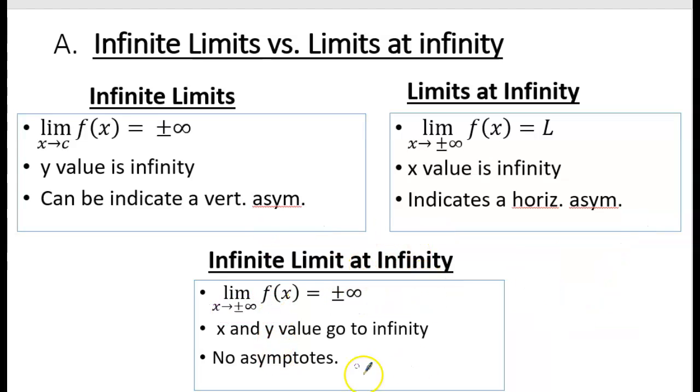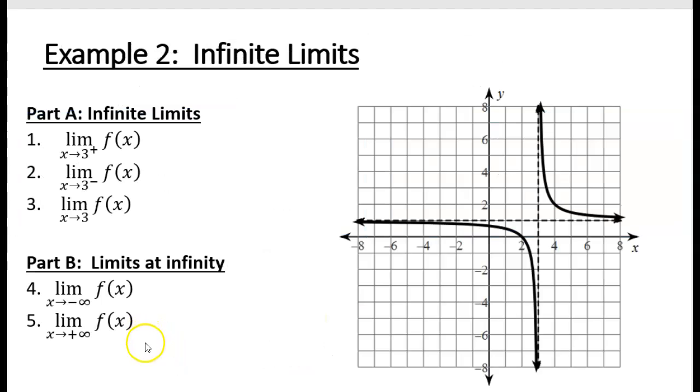And so we have these two situations here, infinite limits and limits at infinity. And then you can actually put them together as well to get infinity all over the place. So let's go ahead and look at some problems that we can ask you about these sorts of things. I've got part A here and I've got part B. Part A are examples of infinite limits. Why? Because infinite limits are y values that are going to infinity.